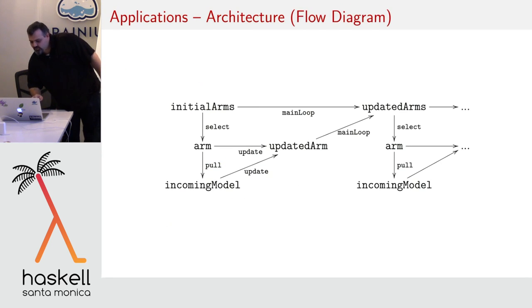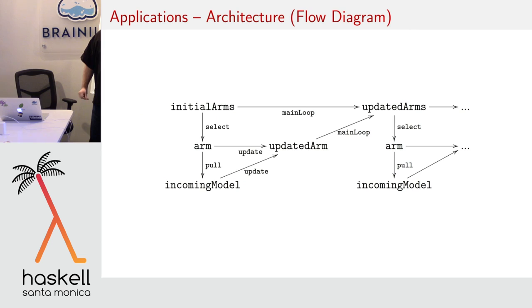Here's a control flow diagram of this program. Start with initial arms. Our data here are the points, and then our functions are the arrows. So we start with some initial arms, we select a guy. So we have an arm, we pull it, we get an incoming model. Update really requires 2 arguments, so we take those, pass them to update.